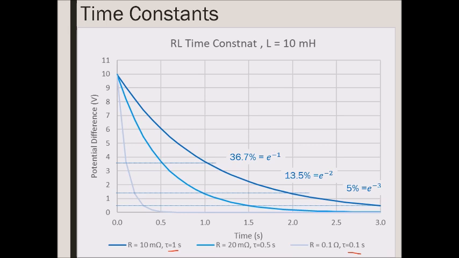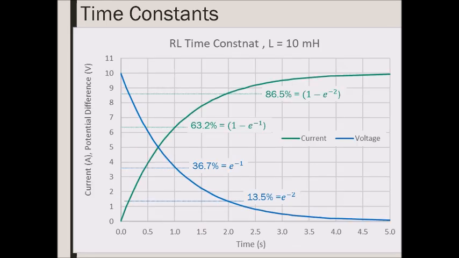And again, we have the same key values: at 1 second with the 1 second time constant, so this is t is equal to tau, we're at 36.7% because that's what e to the negative 1 is equal to. And then at e to the negative 2, we're down at 13% of the maximum value. And at e to the negative 3, we're down at just 5% of the maximum value.